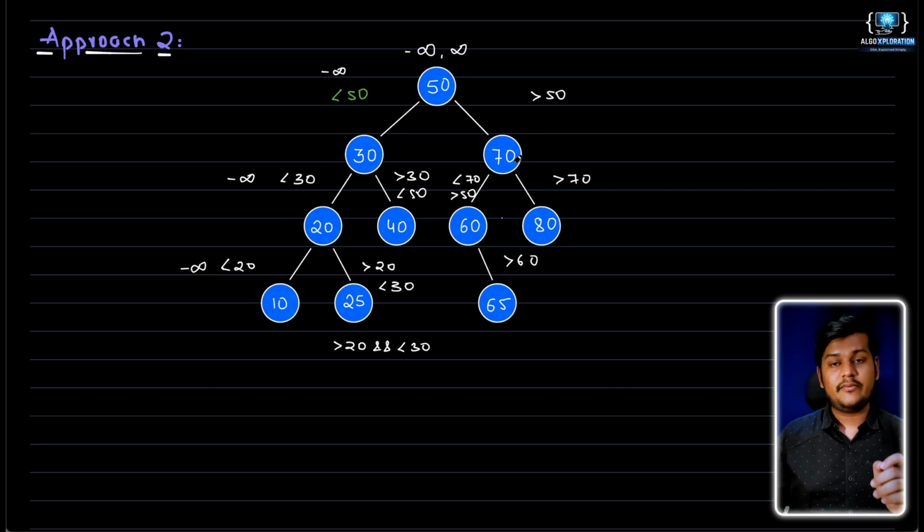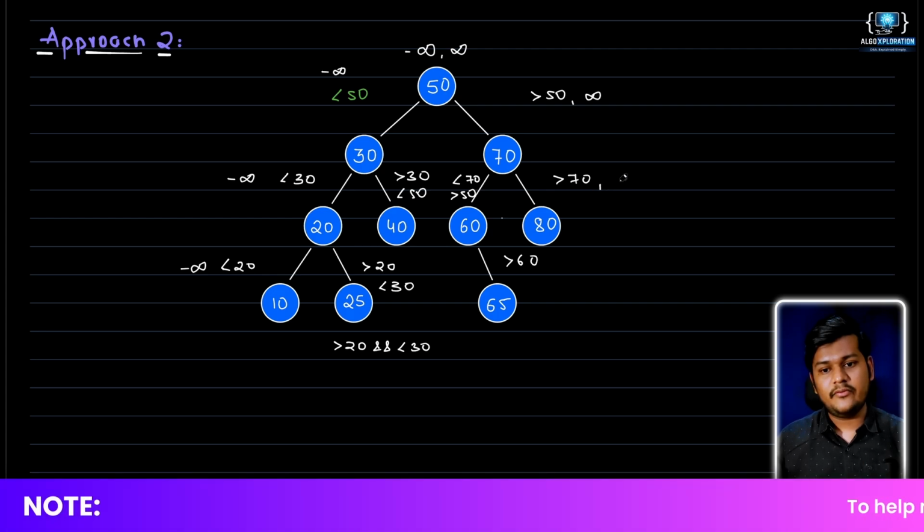Now what about this 70? Now see, 70 is lying on the right hand side of 50, so the upper bound will be infinity. So if you are going for the right subtree, you can propagate the upper bound from the parent, and if you are going on the left hand side, you can propagate the lower bound from the parent. For this also, it will be infinity.